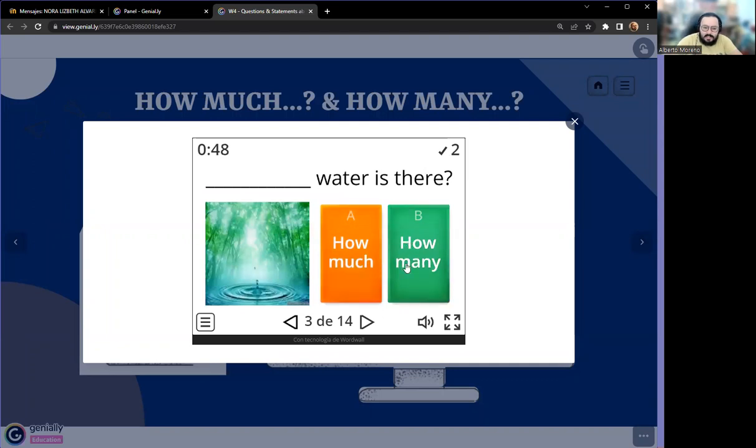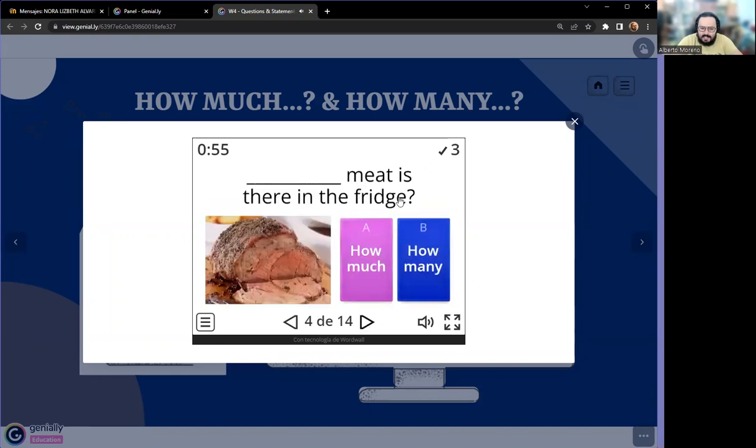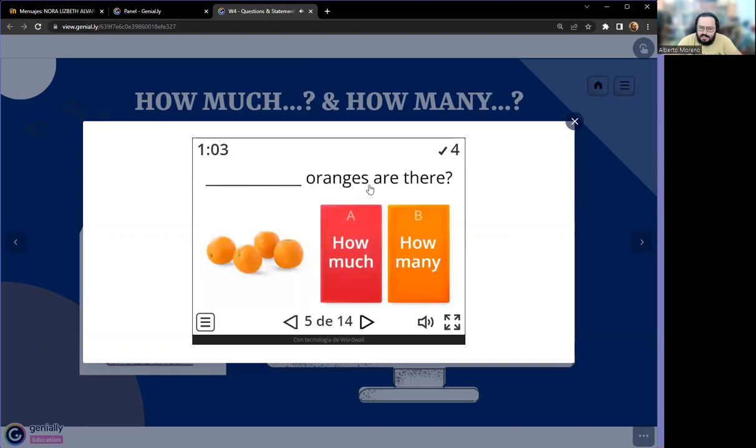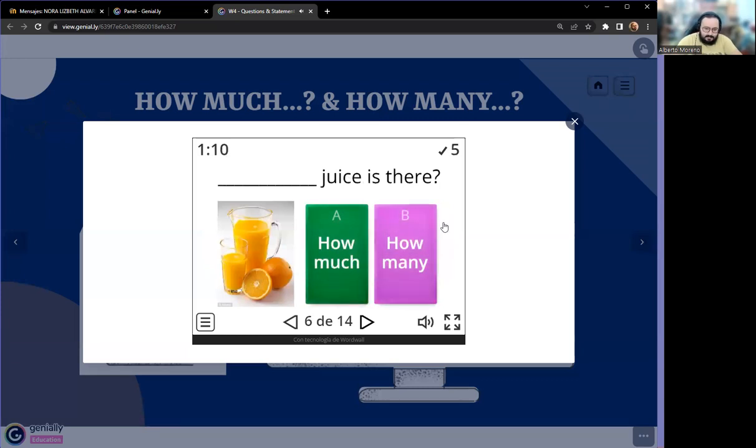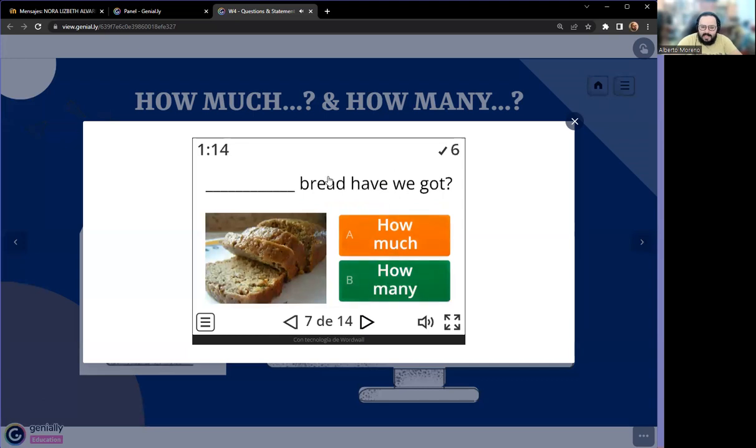Ok, la que sigue, water is there. ¿Cuál será la respuesta correcta? How much. Okay. Meat is there in the fridge. How much. Good. Oranges are there. How many. Juice is there. How much. Bread have we got? How many? Oh, how much. Fue error mío.